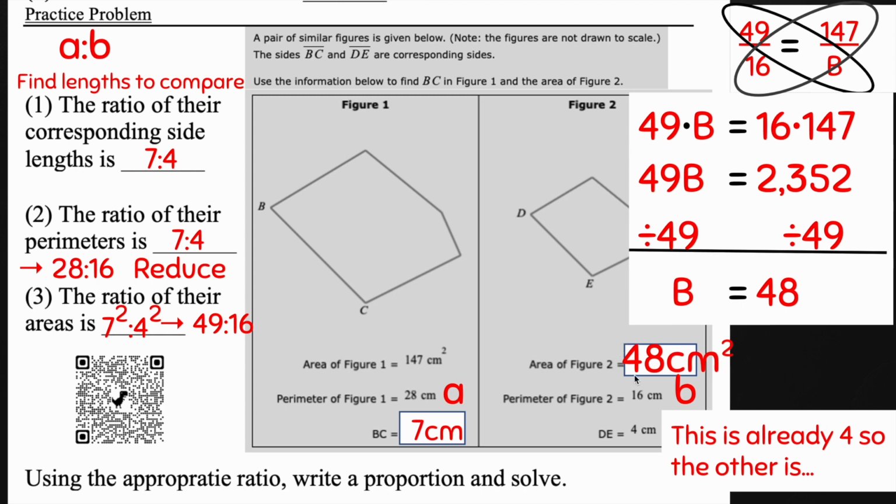So the area of figure 2 is 48 centimeters squared. Make sure you choose the correct unit. If it's a length, it would just be centimeters. If it's an area, it would be centimeters squared. All right. So that is how you use this scale factor to find missing lengths and a missing area.